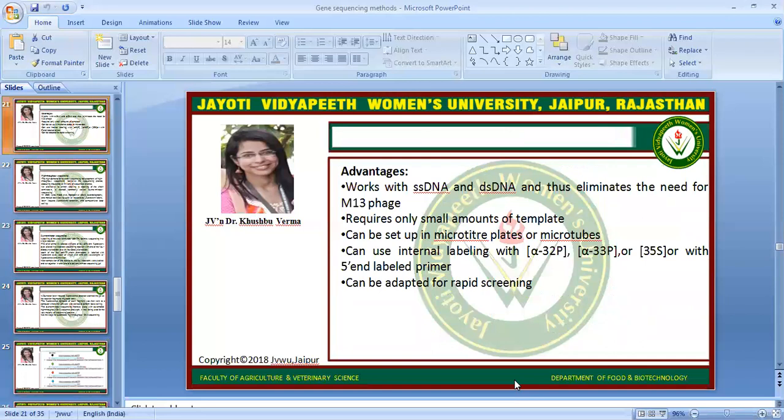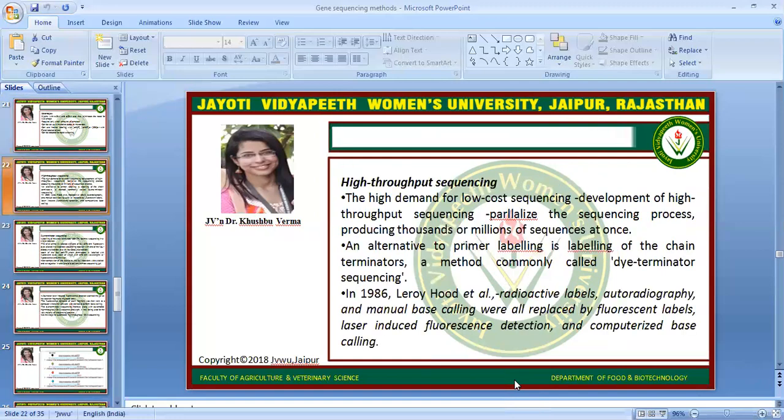Advantages: it works with single stranded DNA and double stranded DNA, and thus eliminates the need for M13 phage. It requires only a small amount of template. It can be set up in microtiter plates or microtubes. It can use internal labeling with P32, P33, S35, or with a 5' end labeled primer. It can be adapted for rapid screening.